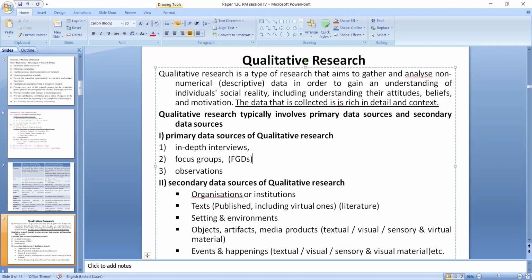Only two methods. So when you have the opportunity to go deeper, then it is qualitative research, and primary data methods are three. Now you can go deep, do qualitative research by secondary data method also. So whose data? Data of organizations or institutes about which you want to know more. Then the texts, that is books, research papers, articles, news, and number of things. Then settings and environments, and objects, artifacts, and all that.